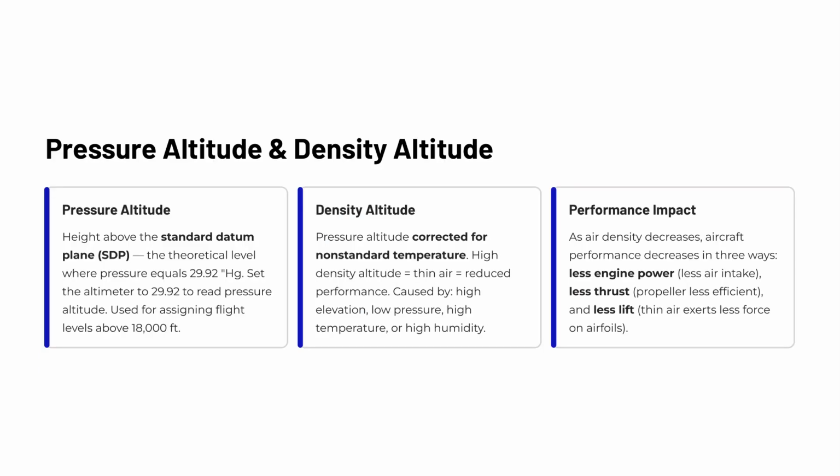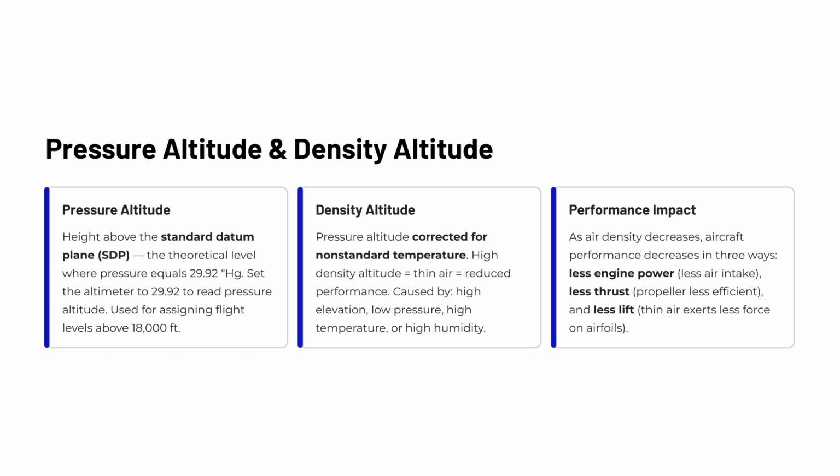Pressure altitude and density altitude are 2 of the most critical concepts in aviation performance planning, and understanding them can directly affect flight safety. Pressure altitude is the height above the standard datum plane, the theoretical level where atmospheric pressure equals 29.92 inches of mercury. To read pressure altitude, simply set your altimeter's Kollsman window to 29.92. This setting is used when flying at flight levels above 18,000 feet, where all aircraft use a standard reference to maintain separation.